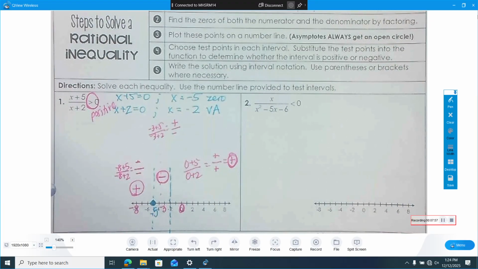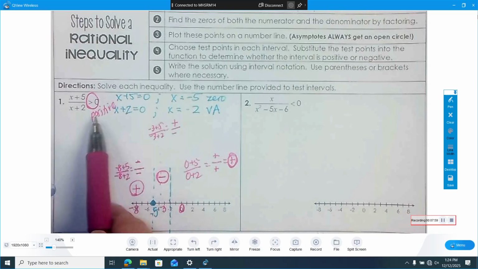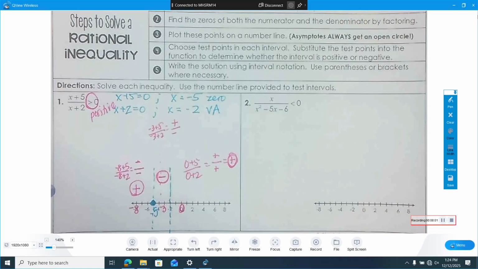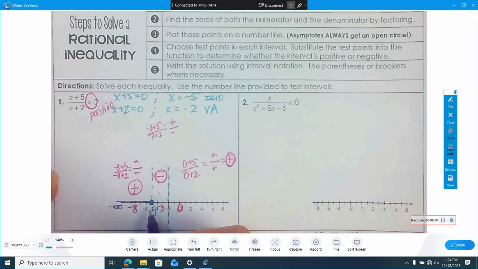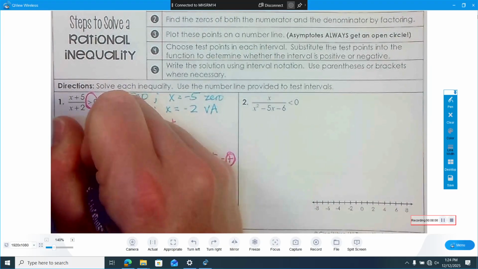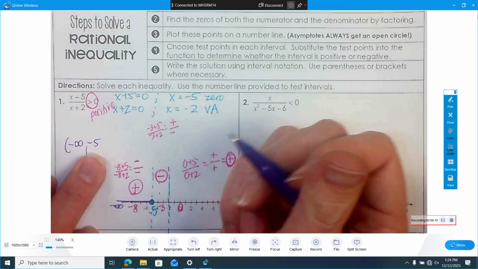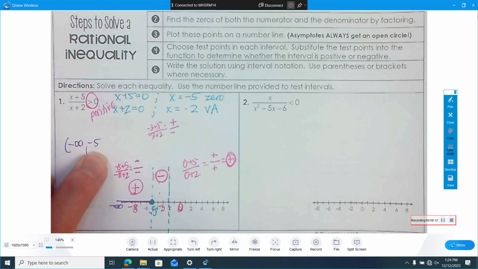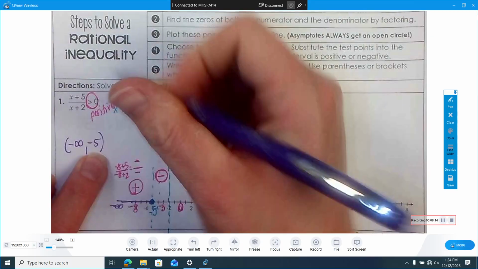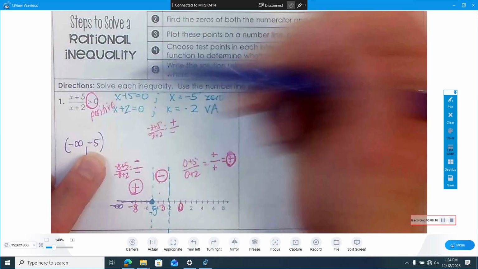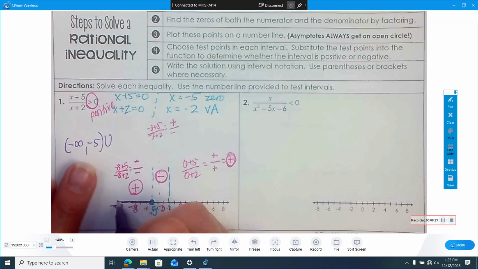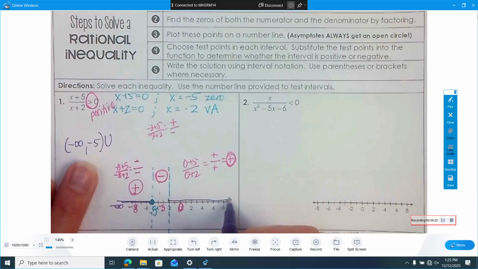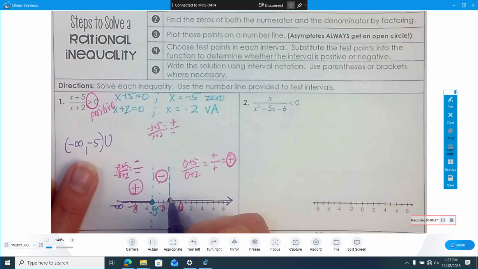So now we just need to write down our interval, which was, where is it positive? Negative infinity to negative 5. Now, do I use a bracket or a parenthesis at the 5? Parenthesis, yeah, because we just want to be greater than 0, not including 0. All right, and then where else do we need to go? Yes, negative 2 to infinity.